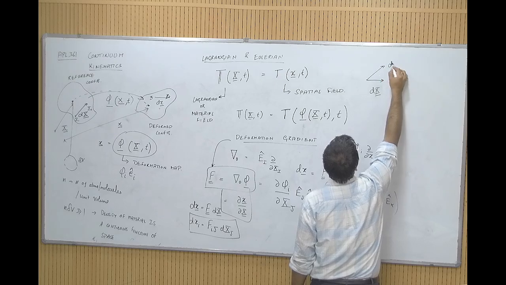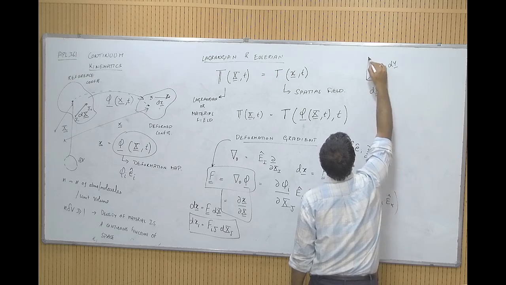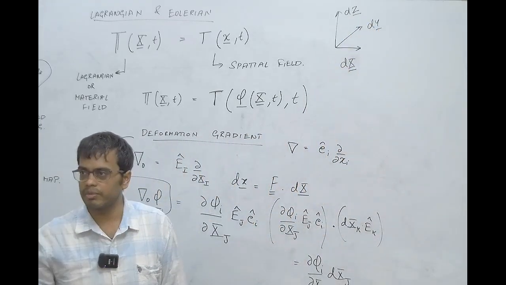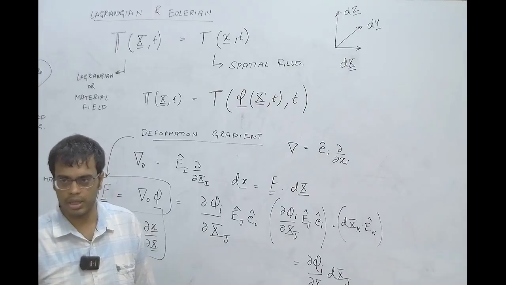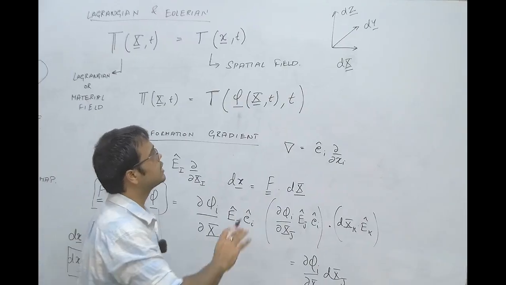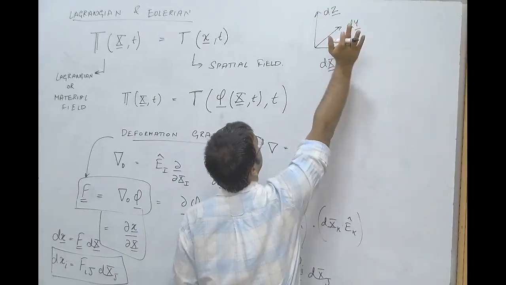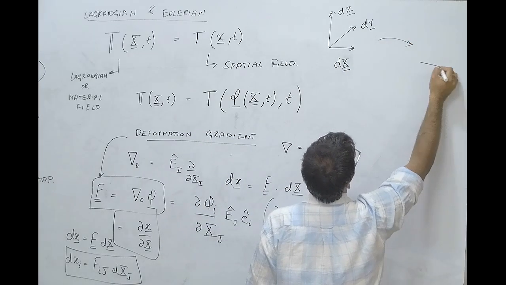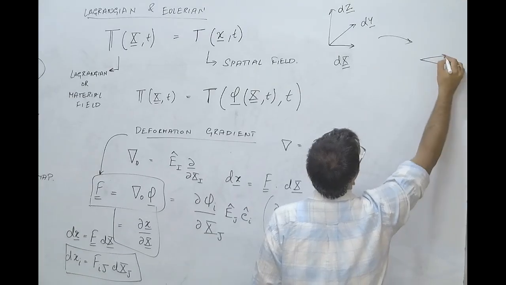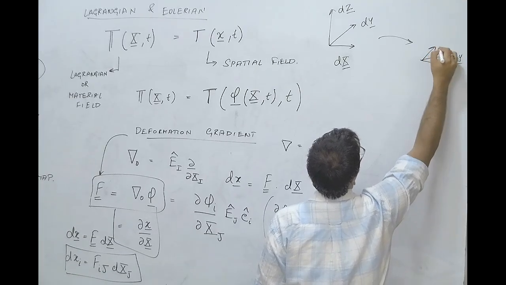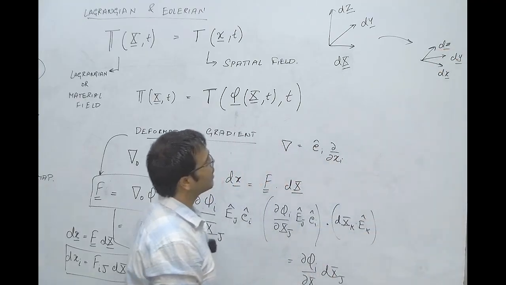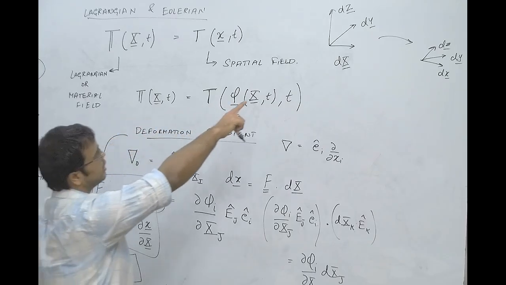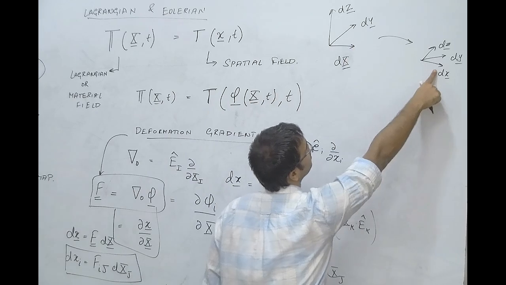dx, dy and dz. These are not x, y, z vectors, I am just labeling them with x, y, z. They need not be orthogonal. So this is dx some vector, dy some vector in the reference configuration, and this goes to, let us say, a small dx, dy and a dz. Under this deformation map, that set of vectors goes to this set of vectors.